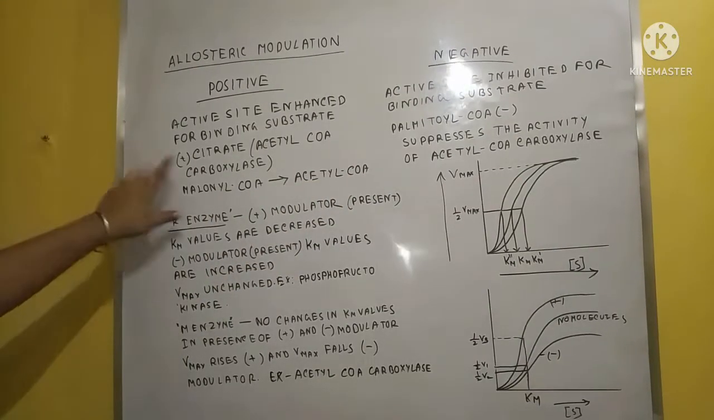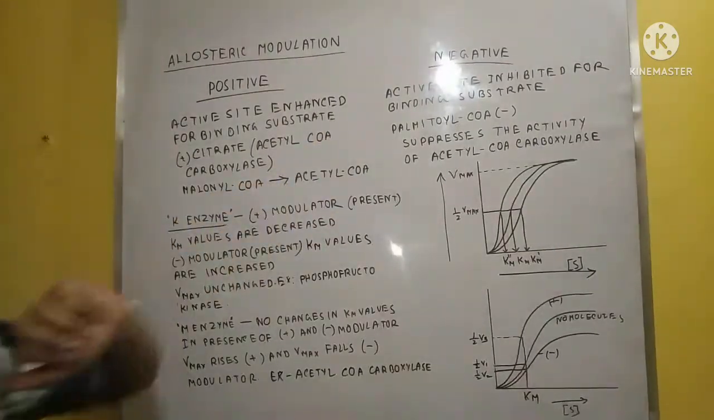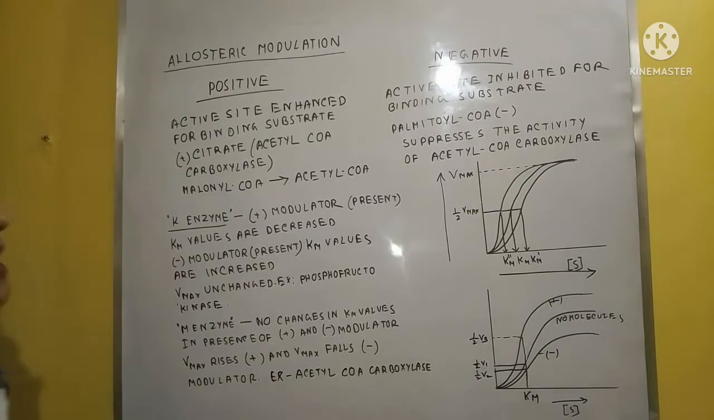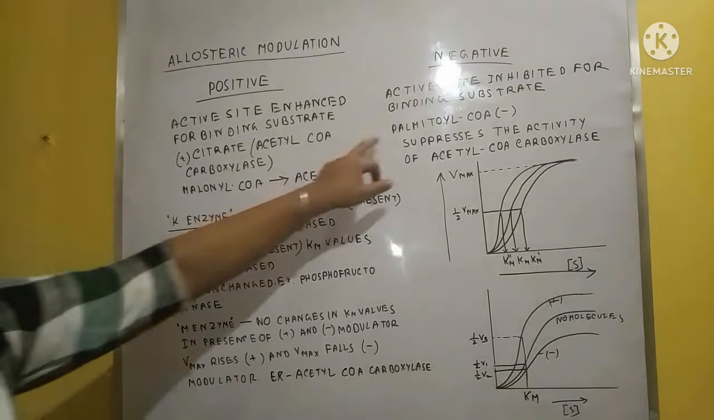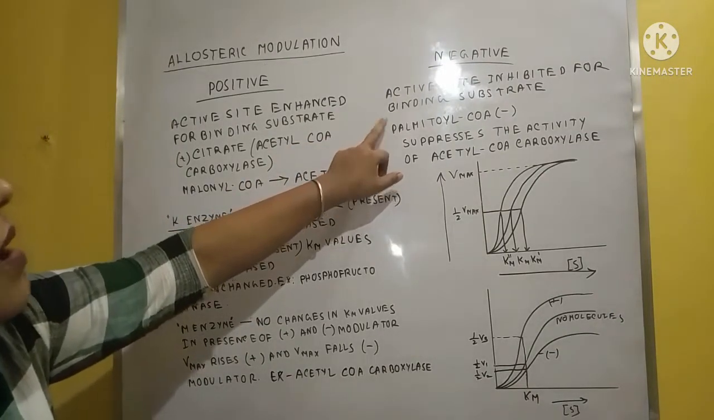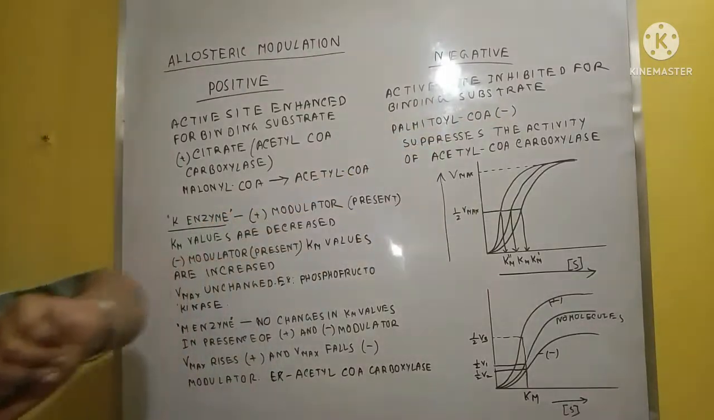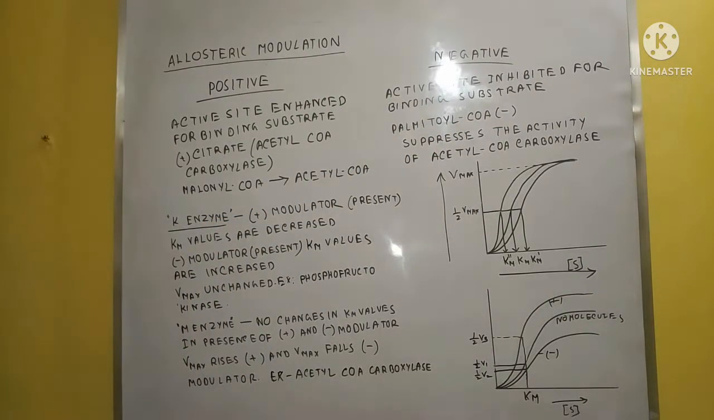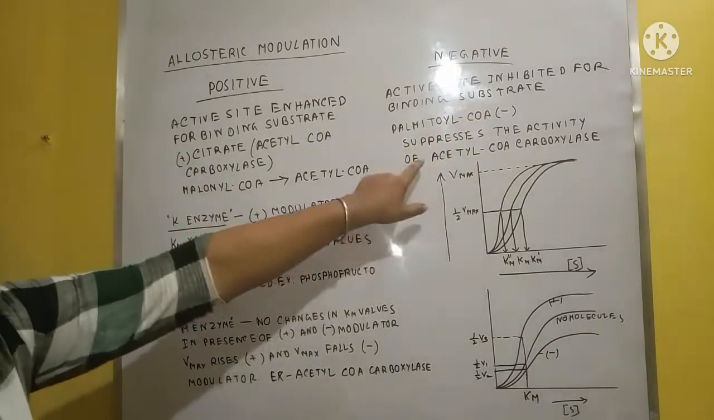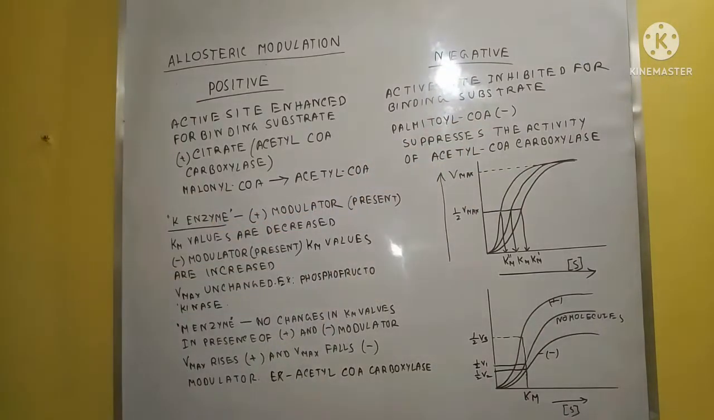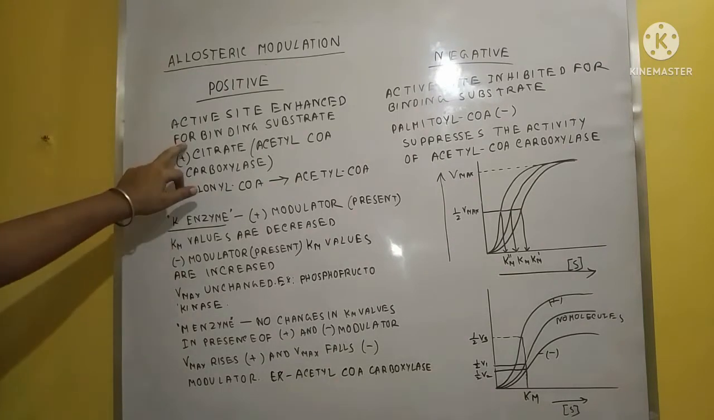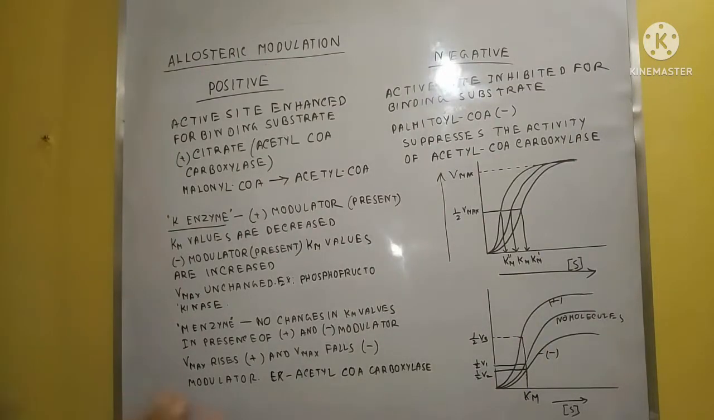And this is the positive, and here this is the negative. The active site is inhibited for binding the substrate, and one example is palmitoyl CoA, which is the minus or negative modulator that suppresses the activity of acetyl CoA carboxylase. Okay, the two types of modulators here, the positive and the negative modulators. One enhances the reaction, increasing the reaction activity, and the other decreases the reaction activity.